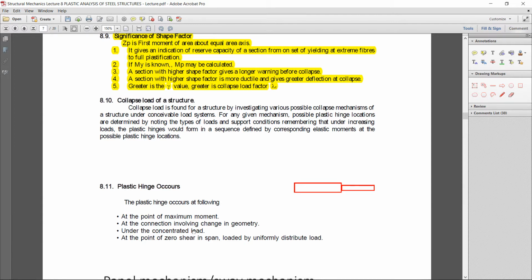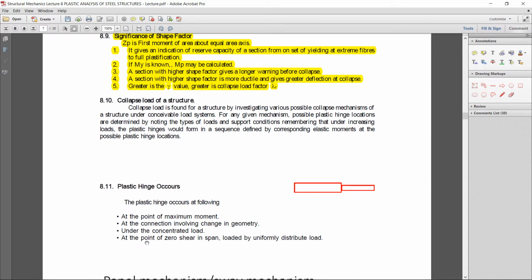Third, under concentrated loads. For example, if a concentrated load is present here, then there is also a chance that a failure mechanism happens at this point. A plastic hinge will occur also at this point.